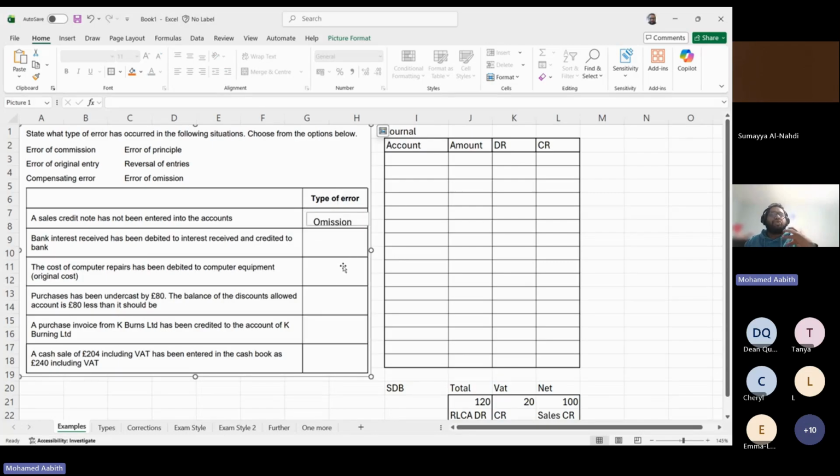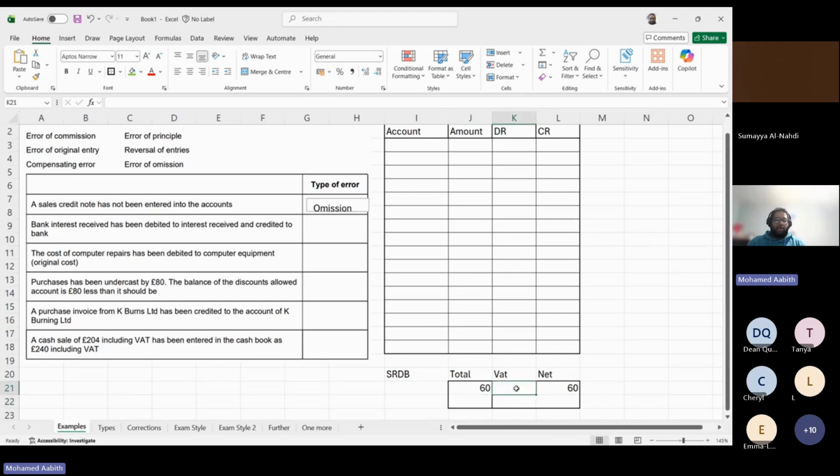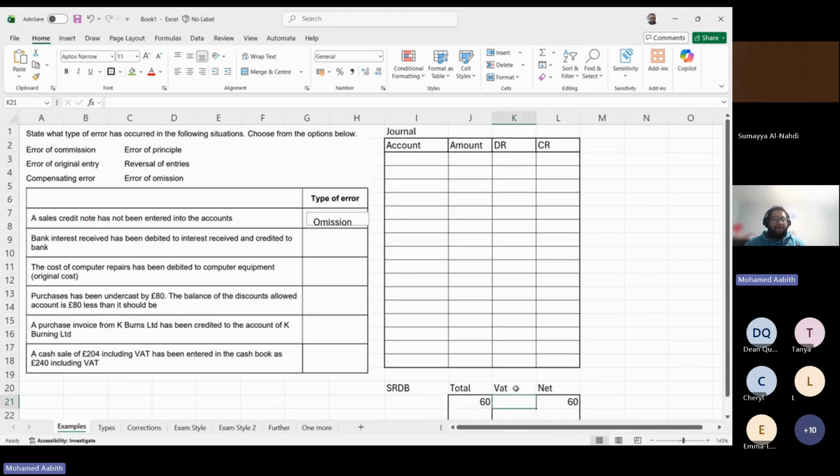But how would you correct this if you have this error? How am I going to correct this error? Here, the error is because we completely forgot about it. So let's say the sales credit note, don't worry about the VAT here, has been written in the sales returns day book. We have the credit note for the value of, say, 60 pounds. I'm not going to be worried about the VAT. How am I going to correct this?